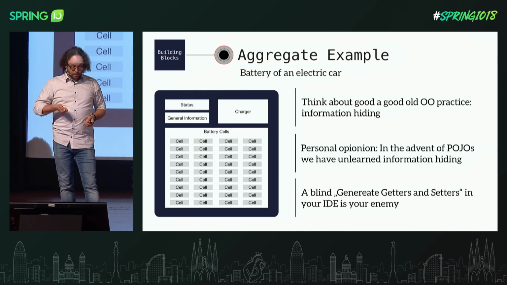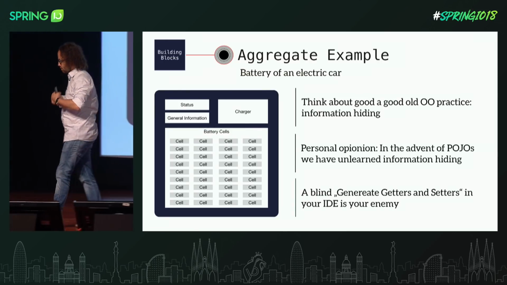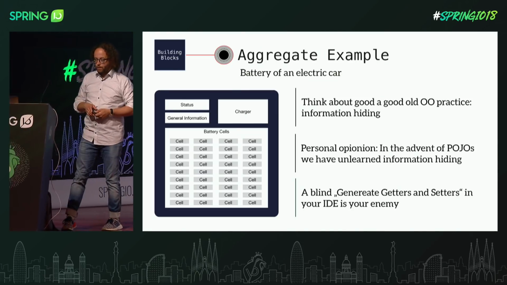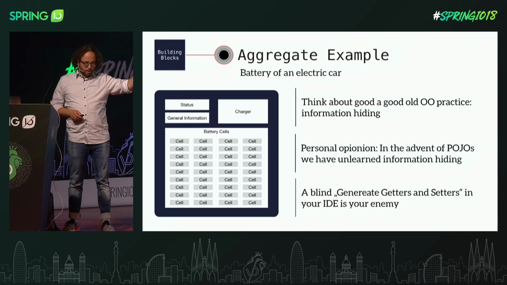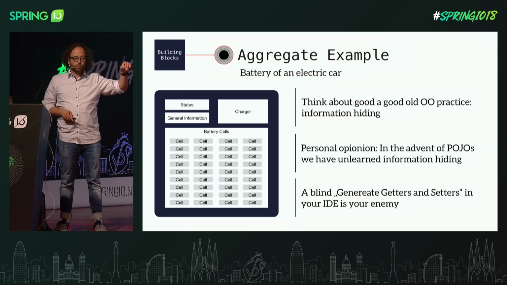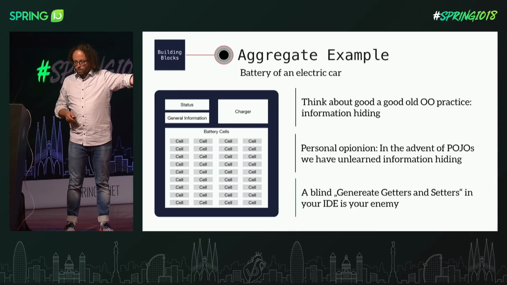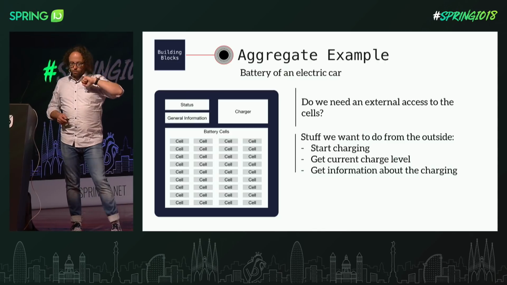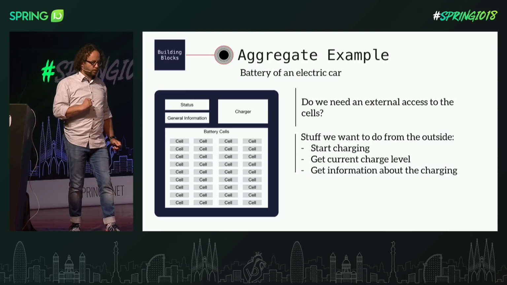And those getters and setters are public. Very easy nowadays with Lombok, with shortcuts in IDEs, really easy to do that stuff. But basically, this is against information hiding. You're not doing information hiding in this case. You are exposing everything to the outside. And think about what the external access really needs to be, what you really want to do with that.